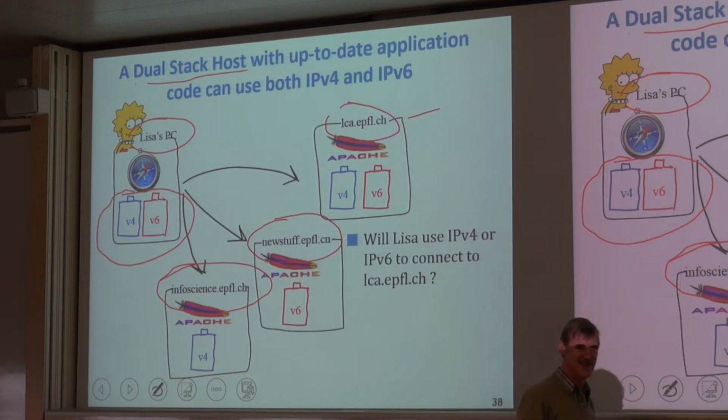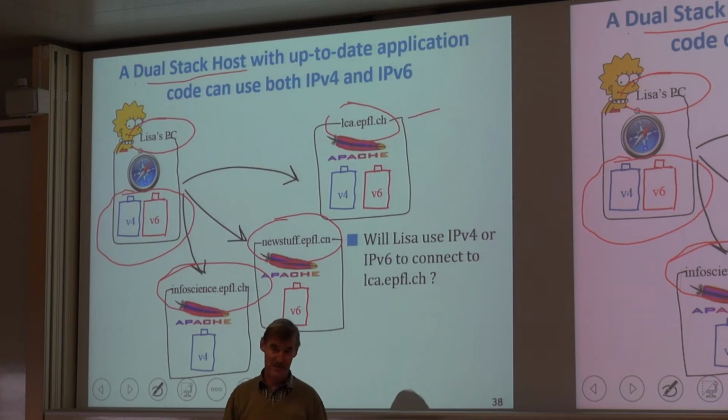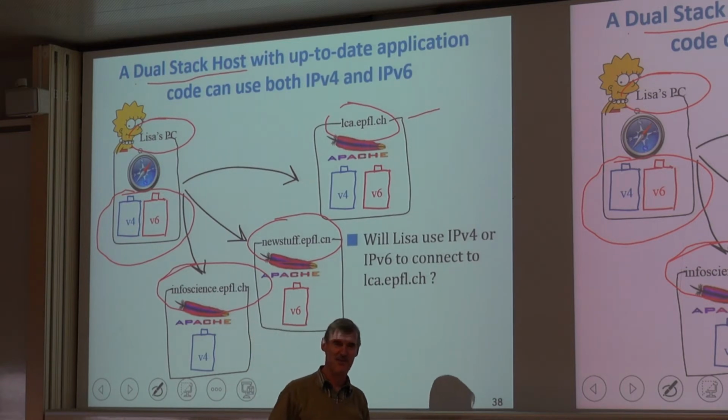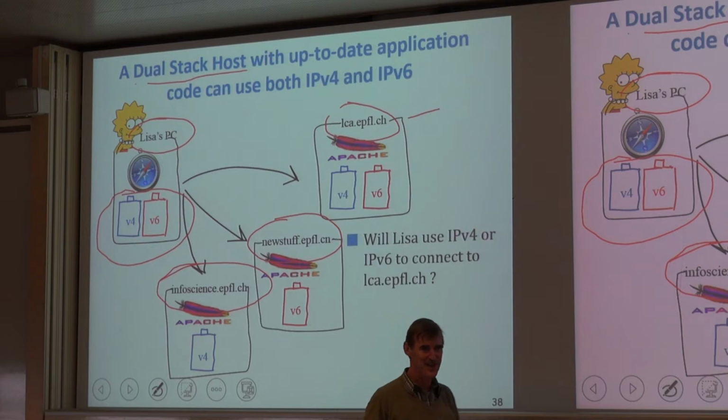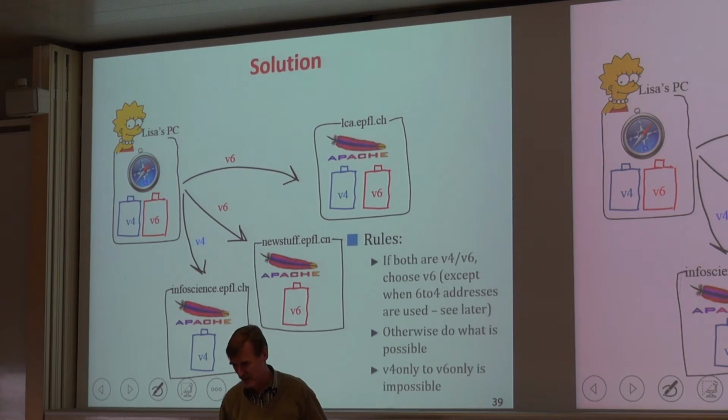IPv4 because it's more commonly used? IPv4 because it's more common use, so you're a conservative person, right? You prefer to use the old stuff because it's proven. That's a valid answer. However, if you have IPv6 and IPv4, you might think the other way. You might say IPv6 is the new stuff. Therefore, I would prefer the new stuff. Well, in fact, the rules are exactly the ones I said.